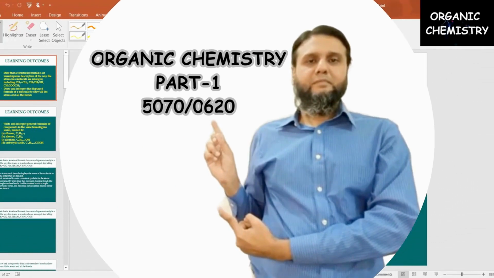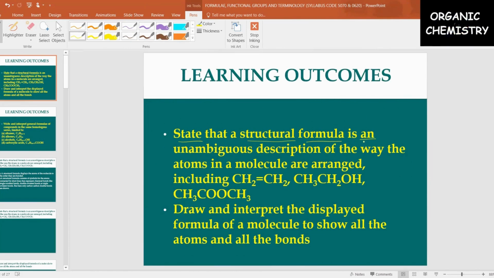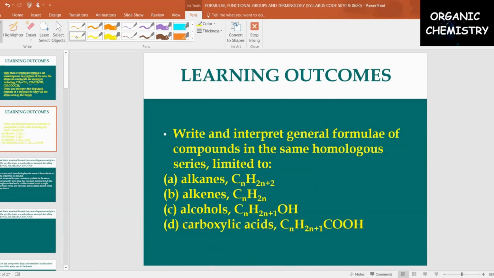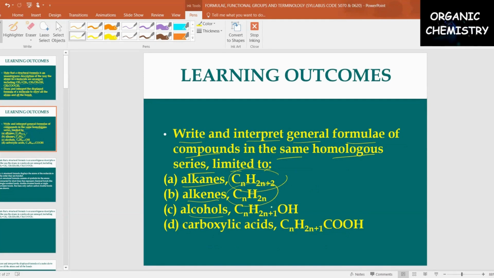Learning outcomes for this video lesson state that a structure formula is an unambiguous description of the way the atoms in a molecule are arranged, including CH2=CH2, CH3CH2OH, CH3COOCH3. Draw and interpret the displayed formula of a molecule to show all the atoms and all the bonds. Write and interpret general formula of the compounds in the same homologous series limited to alkanes CnH2n+2, alkenes CnH2n, alcohols CnH2n+1OH, carboxylic acids CnH2n+1COOH.